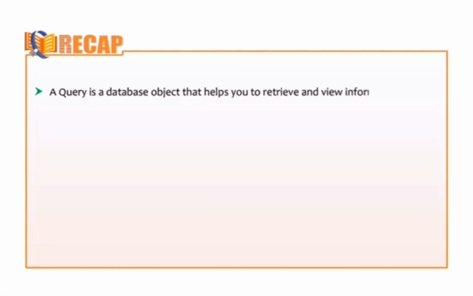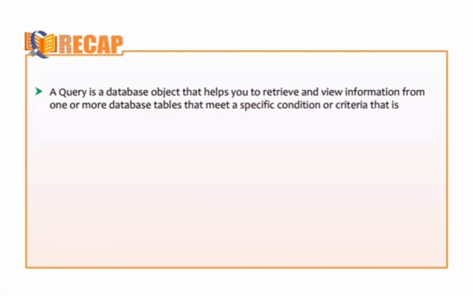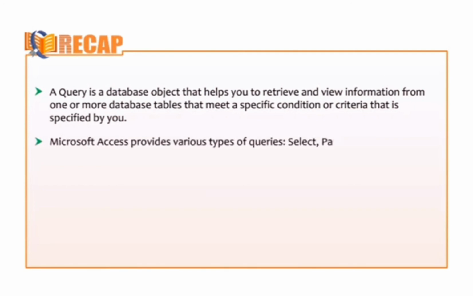Okay students, let us take a recap of this chapter. A query is a database object that helps you to retrieve and view information from one or more database tables that meet a specific condition or criteria that is specified by you. Microsoft Access provides various types of queries: Select, Parameter, Crosstab, Action, and SQL query.